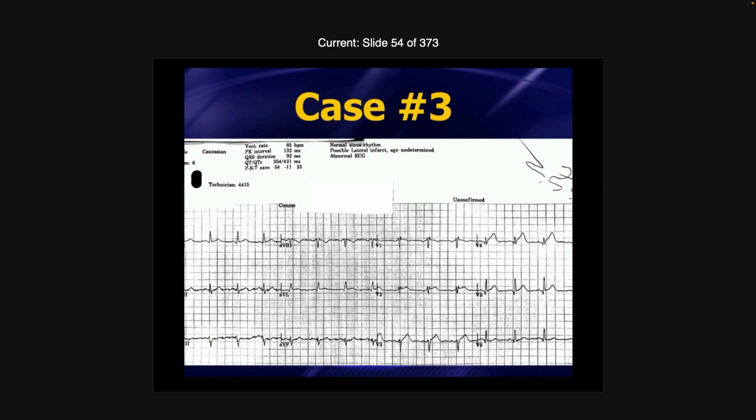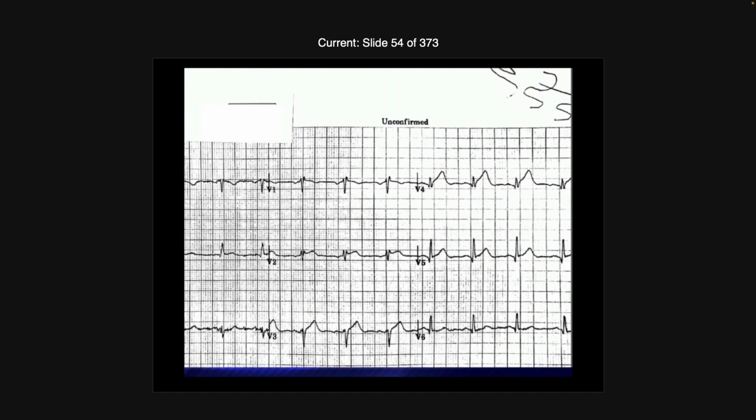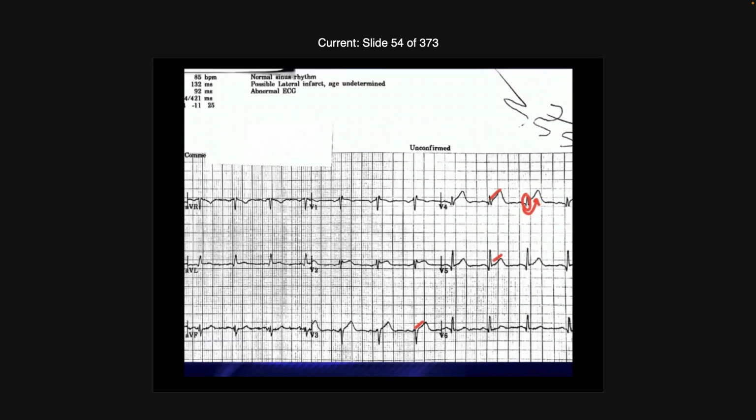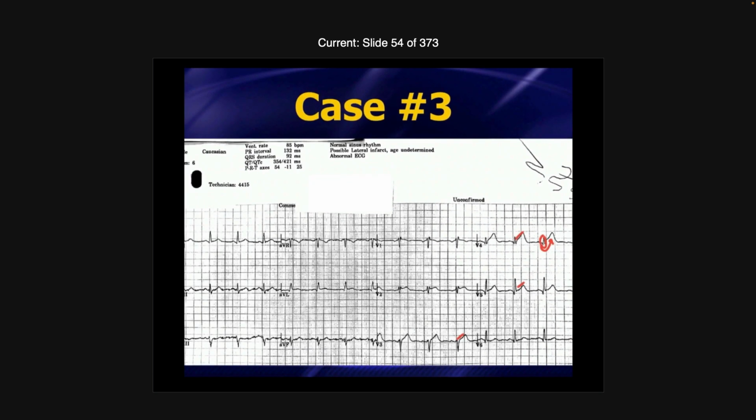But Scott took a look at this and said, well, you know what? These T-waves are hyperacute. This is a little bit more straight than I'm happy with. That's a little more straight. That's a little bit too straight. And also, if you look at this, the T-wave is larger than the entire QRS. So Scott, right off the bat, said, this is early ischemia.